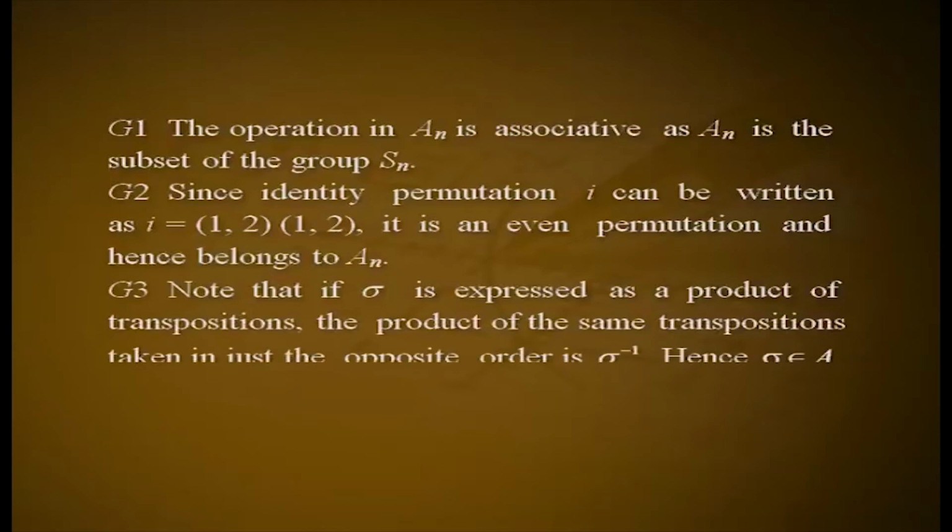G3. Note that if sigma is expressed as a product of transpositions, the product of the same transpositions taken in just the opposite order is sigma inverse. Hence sigma belonging to An implies sigma inverse belongs to An. Hence An is a group. But note that An is not an abelian group, since permutation multiplication is not commutative. Definition. Alternating group. The subgroup of Sn consisting of the even permutations of n letters is the alternating group An on n letters.